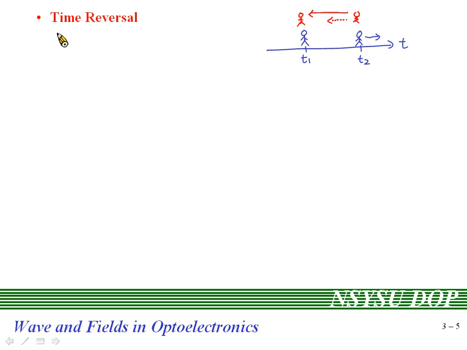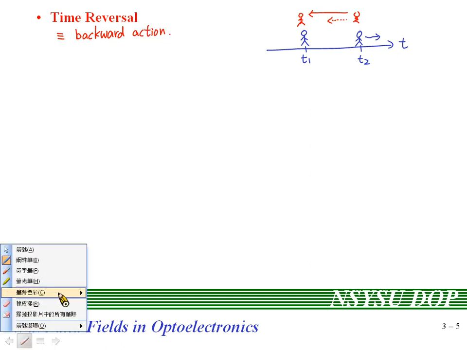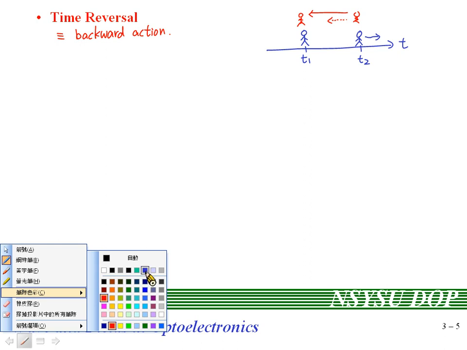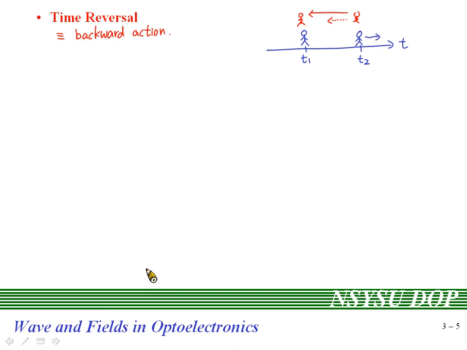So time reversal equals backward action. Just like when you reverse a video, you will see people walk in a totally different direction. Okay? So how about the time reversal for the EM wave? Consider the source-free region and the time domain.